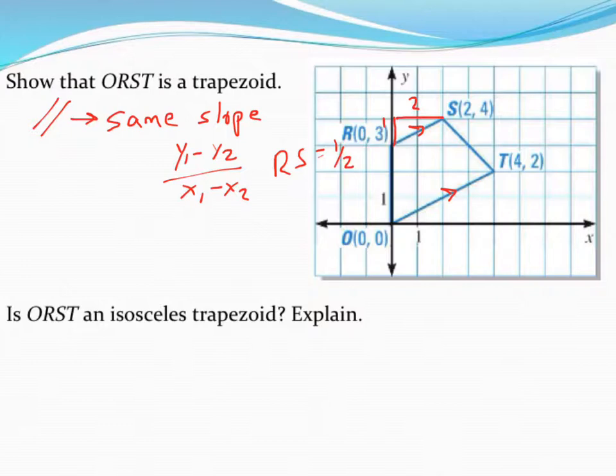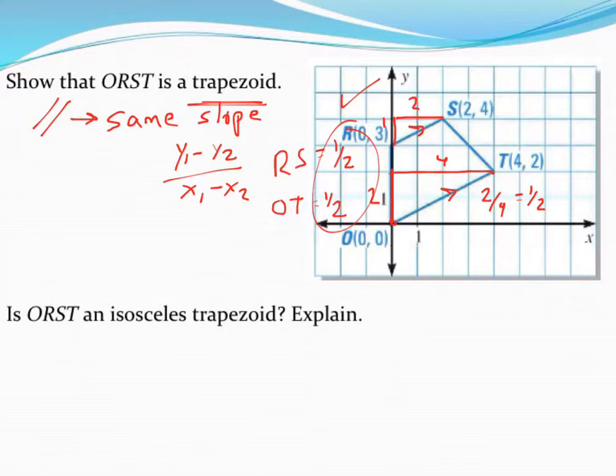If I do the same thing for segment OT, I'm going to connect those two endpoints. I can see that I rise 2, and I run 4. And so that segment has a slope of 2/4, which, if I simplify, becomes 1/2. So segment OT also has a slope of 1/2. Because those slopes are the same, I know for sure that this is going to be a trapezoid. I do have one set of parallel sides.